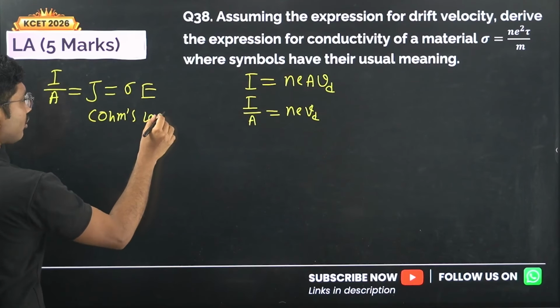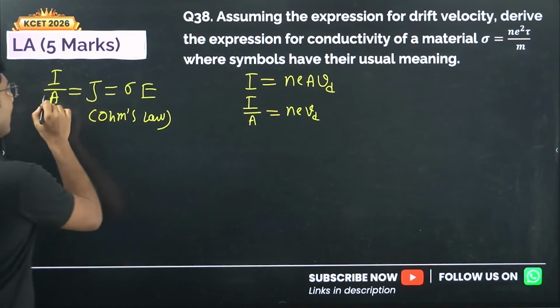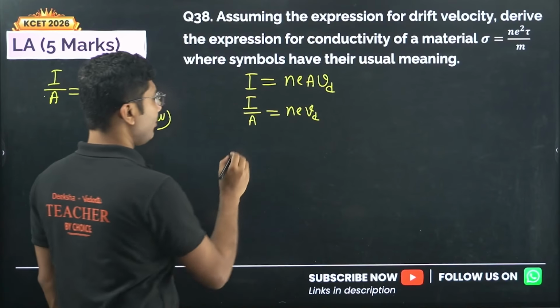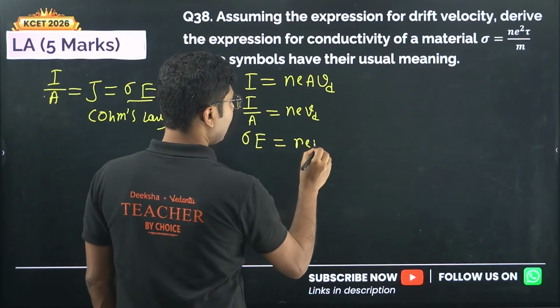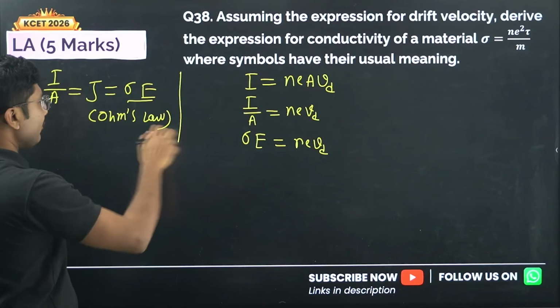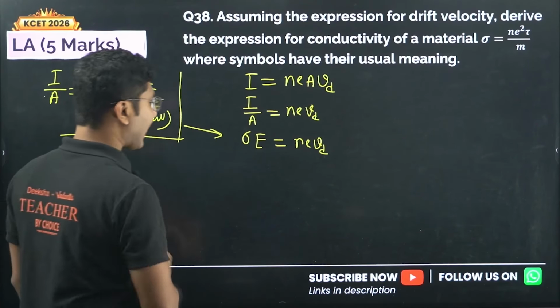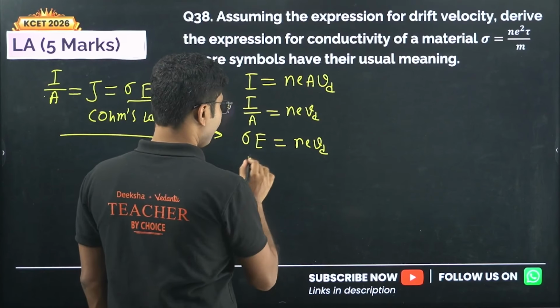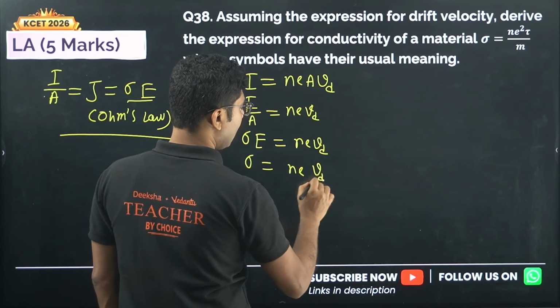Alternative form of Ohm's law, right? So we will use this over here. So I upon A is equal to sigma into E. So sigma E equals to NE VD. Don't forget, if you are using such directly, you have to use this as well. Don't ignore the bracket things that we are doing here. So from here we get sigma equals to NE VD upon E.